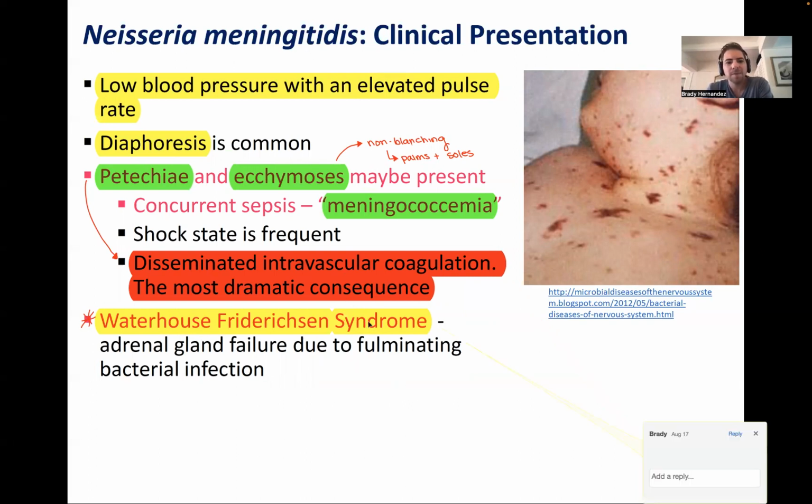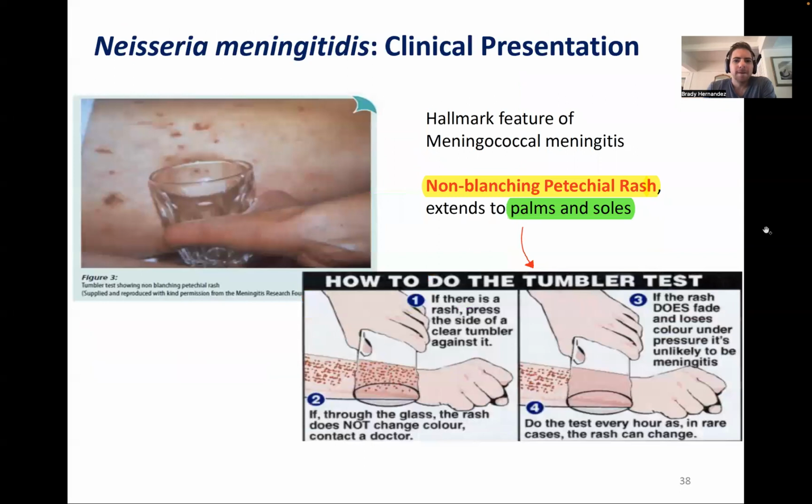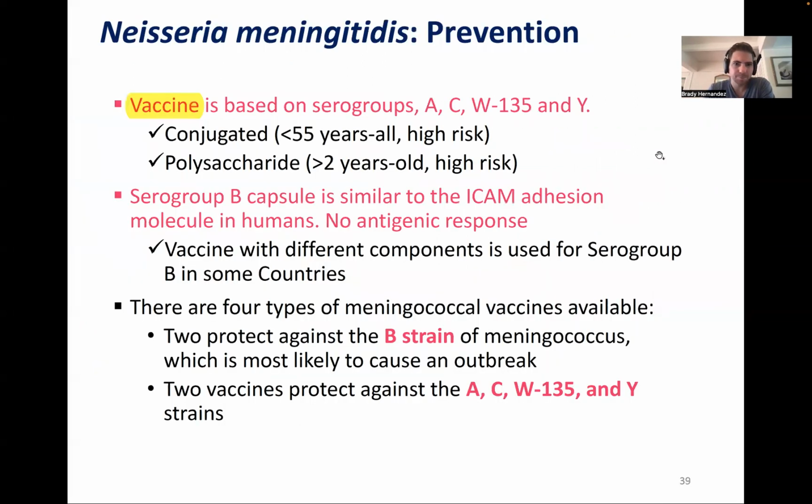And that's what I said earlier, this lipooligosaccharide can lead to Waterhouse-Friderichsen syndrome, which is basically lack of blood flow to the adrenal gland due to this bacterial infection, right? One of the things that is specific about it, these little petechiae on the body, they don't blanch, and it extends to the palms and soles. So that's one of the classic things about this. They may just give you that information.